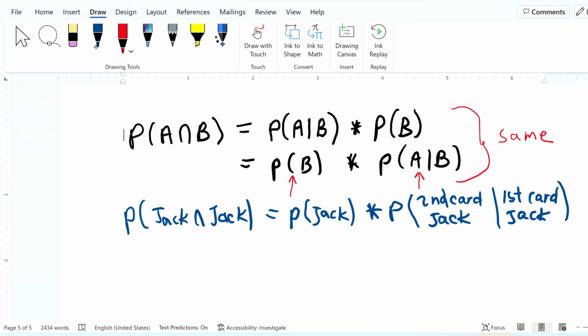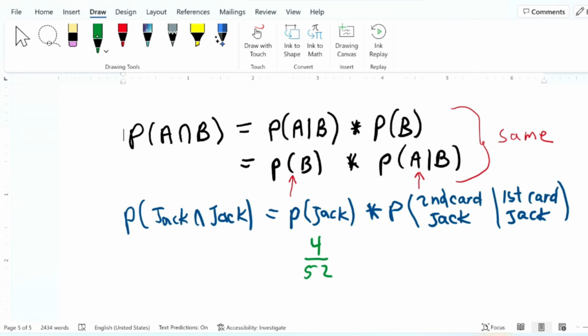Okay, let's start with the first card. What's the probability that the first card will be a jack? Well, how many jacks are there in a deck of cards? 4, right? So the probability that the first card will be a jack is 4 out of 52, right? Now, given that the first card was a jack, what is the probability that the second card will be a jack? So if the first card is a jack and we don't replace it, we don't put it back in the deck, so now there are only 3 jacks left in the deck. And how many cards are left in the deck? Now there are 51 cards left in the deck, right?